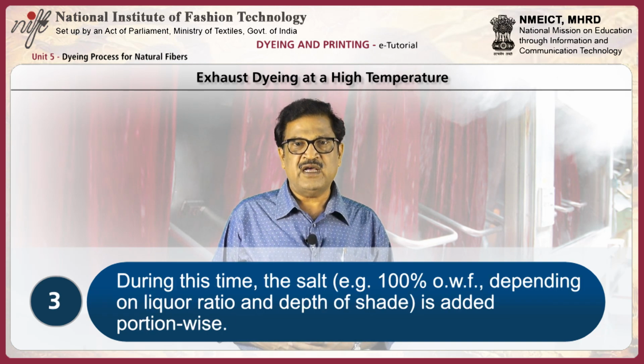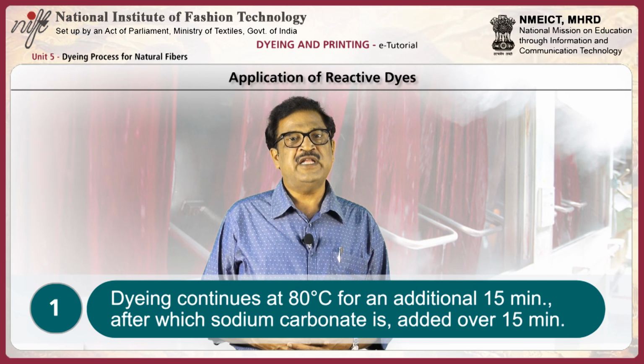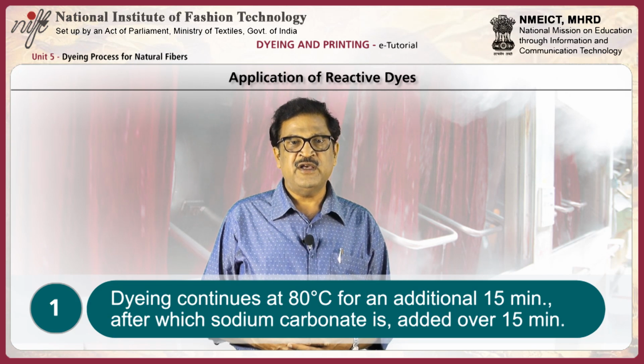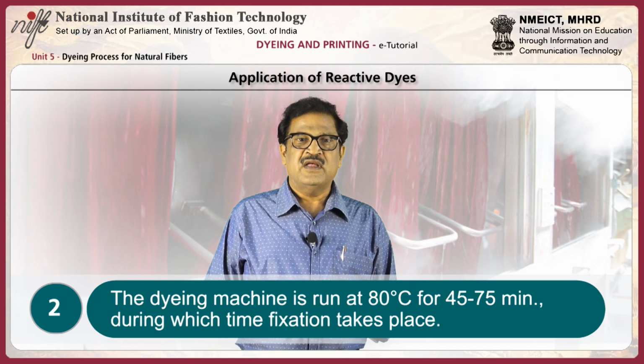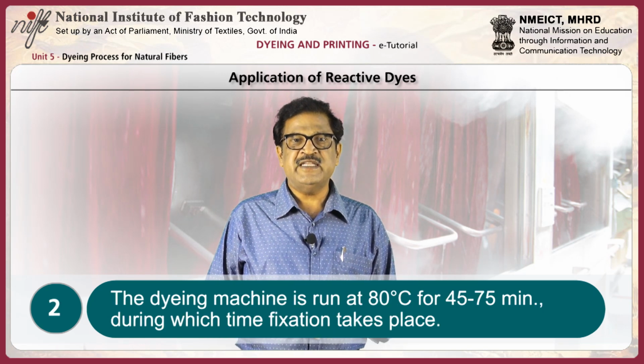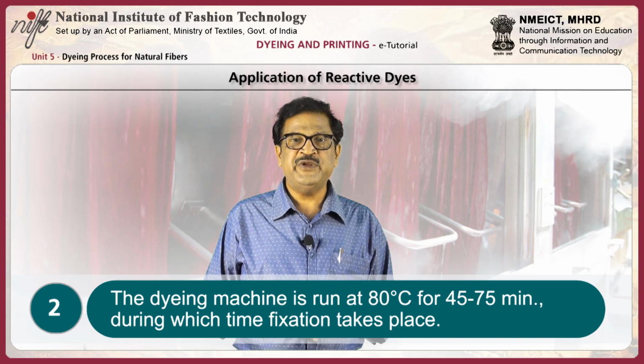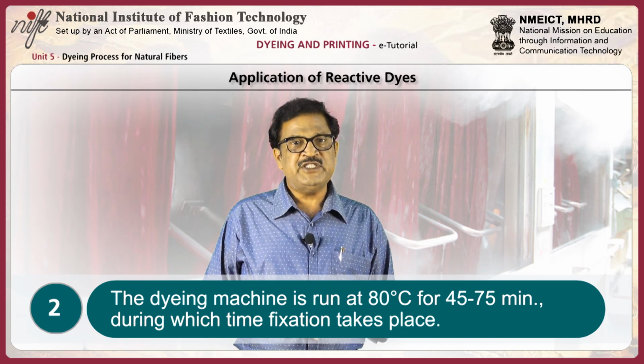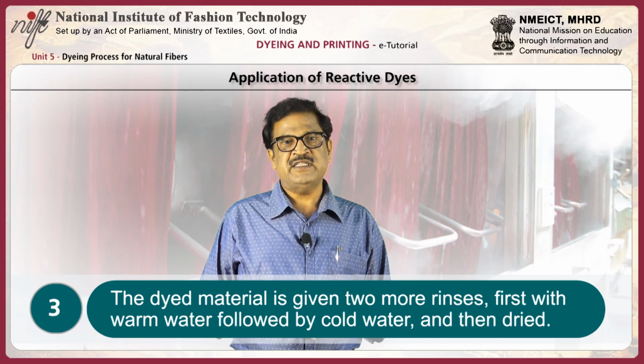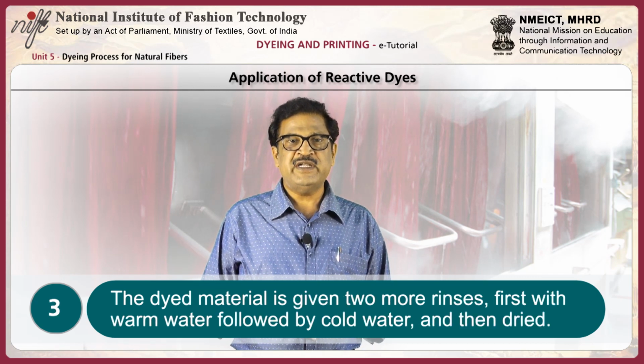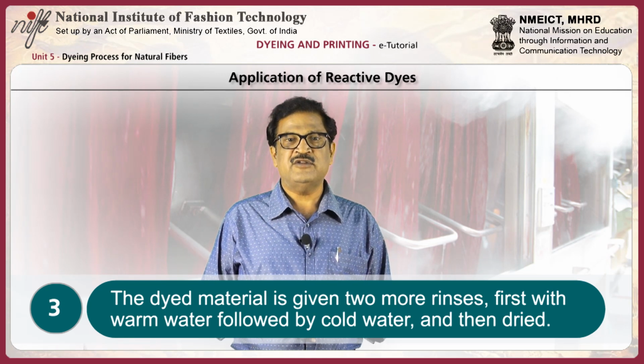During this time, the salt, for example 100% on weight of fiber depending on liquor ratio and depth of shade, is added portion-wise. Dyeing continues at 80 degrees centigrade for an additional 15 minutes, after which sodium carbonate is added over 15 minutes. The dyeing machine is run at 80 degrees centigrade for 45 to 70 minutes, during which time fixation takes place. The dyed material is given 2 more rinses, first with warm water followed by cold water, and then dried.